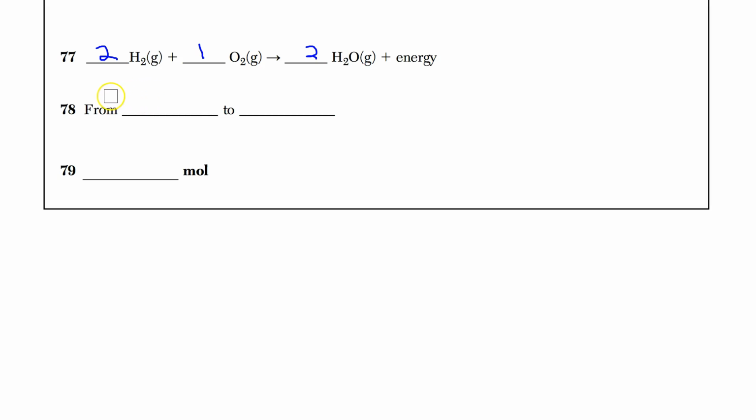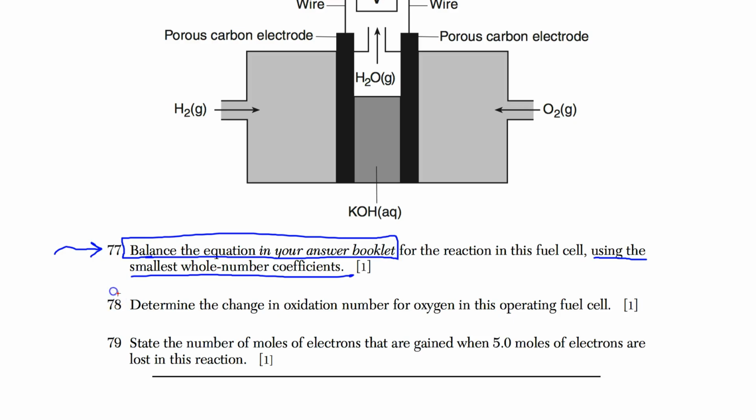On to number 78. Number 78: determine the change in oxidation number. That means this is a redox reaction for oxygen. Now, when they say oxygen, they mean O2. Anytime you say an element that's diatomic, it's O2. It has a 2 in front of it.